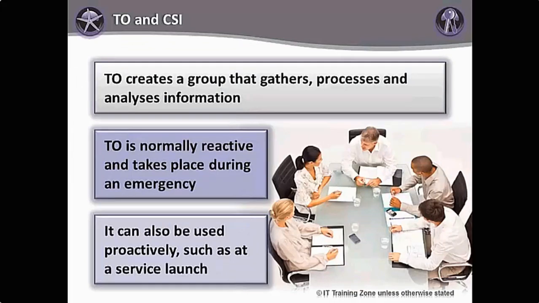Technical observation creates an environment in which to identify improvement opportunities. The group gathers, processes, and analyzes information about the situation. By its nature, technical observation is normally reactive and takes place to deal with an emergency. However, it can be used proactively too, perhaps at the launch of a new service.